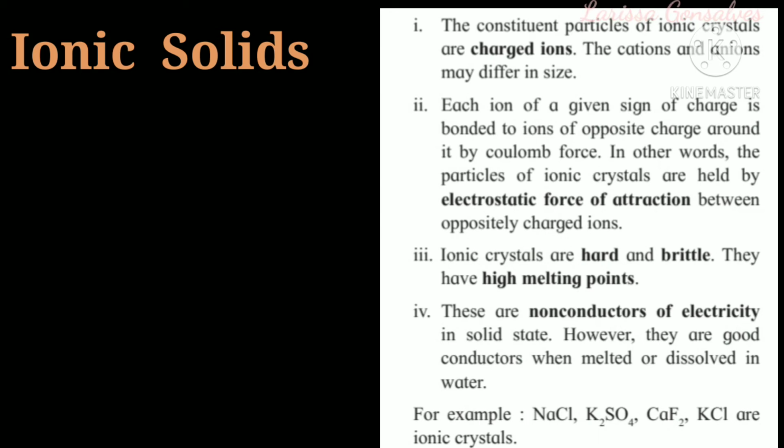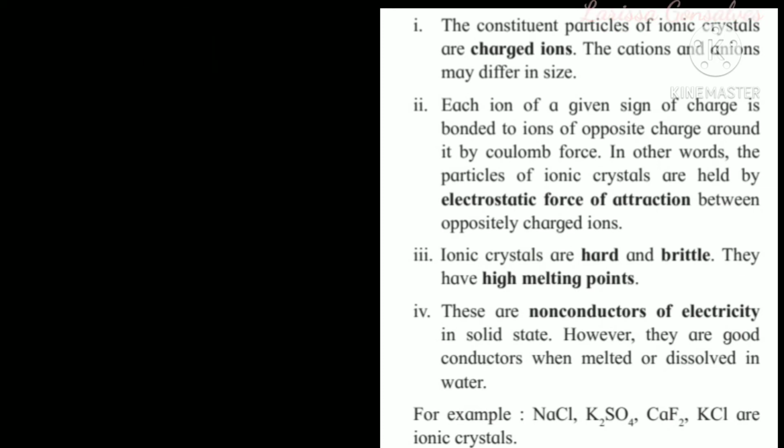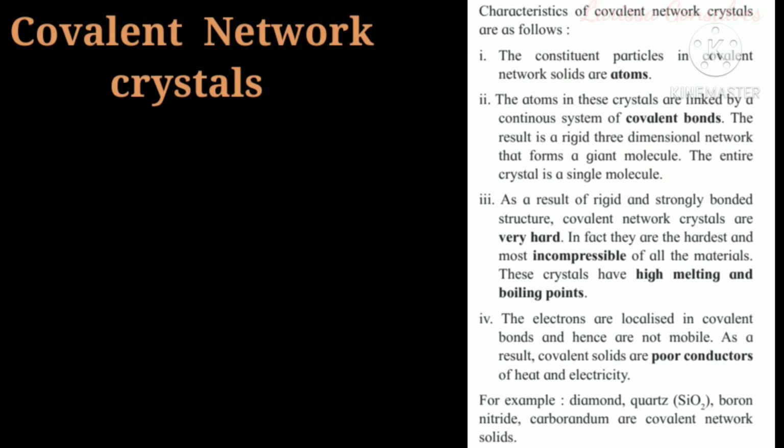Some examples of ionic solids are sodium chloride, that is NaCl, then you have K2SO4, that is potassium sulfate, calcium fluoride, that is CaF2, and KCl, that is potassium chloride. Next is covalent network crystals. Some characteristics of covalent network crystals are the constituent particles in covalent network solids are atoms, and the atoms in these crystals are linked by a continuous system of covalent bonds.